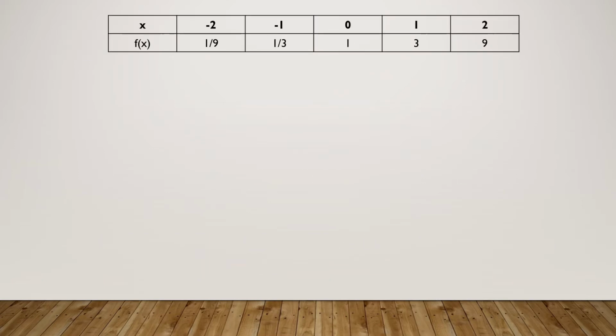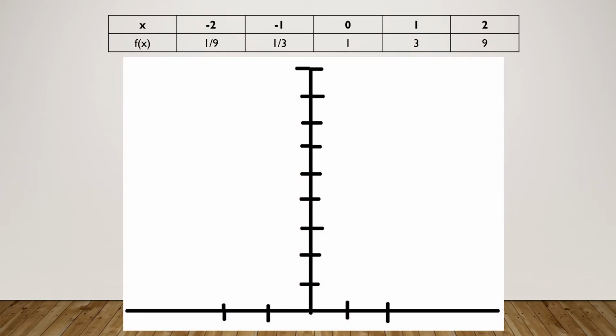So, pag na-plot natin siya sa Cartesian plane, we have negative 2, 1 over 9, negative 1, 1 over 3, 0, 1, 1, 3, and 2, 9. So, ito yung magiging graph ng ating exponential function.